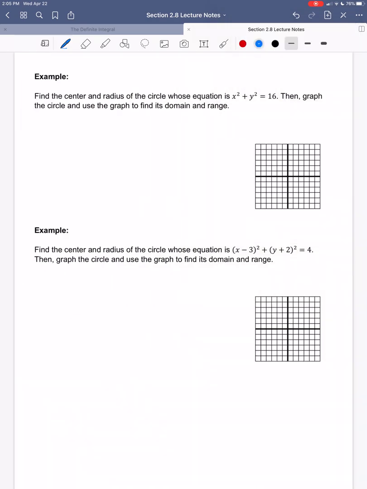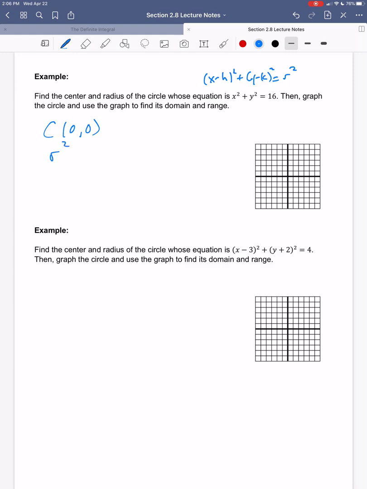So find the center and radius of the circle whose equation is x squared plus y squared equals 16. So that's x minus h squared and y minus k squared and then equals r squared. So here, nothing's being subtracted from x and y, so that means h and k would both be 0. If you ever just have an x squared alone in the equation of a circle, that means that the x coordinate of the center is 0. If you have y squared alone, that means the y coordinate of the center is 0. So this circle, the center, is going to be 0, 0.